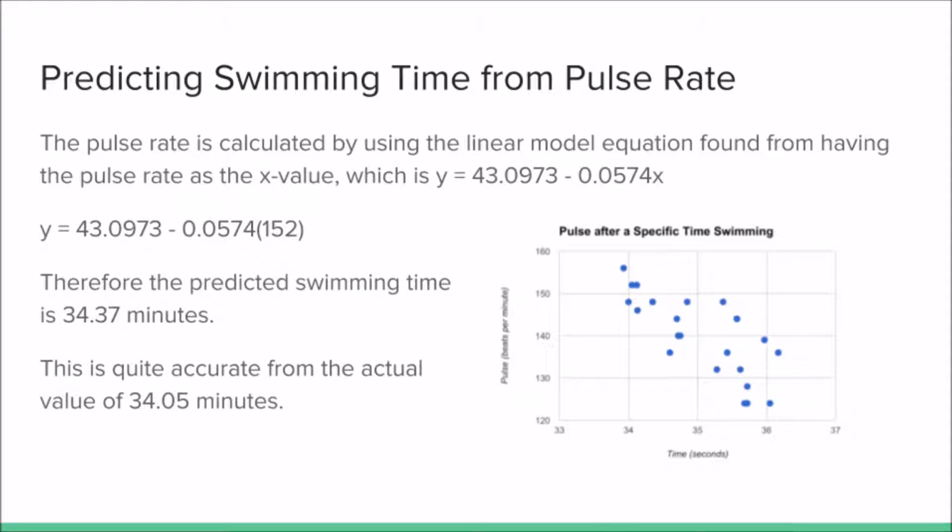After predicting the pulse rate from the swimming time, we were also tasked with working backwards from the pulse rate to get the swim time. This would be calculated with a new regression equation where the pulse rate is used as the x value instead of the swim time, as in the last equation. Therefore, the equation for this is y equals 43.0973 minus 0.0574 times x. Plugging in the given value of 152 beats per minute, we are presented with a predicted swimming time of 34.37 minutes. This is quite accurate compared to the actual value of 34.05 minutes that we were given in the data.